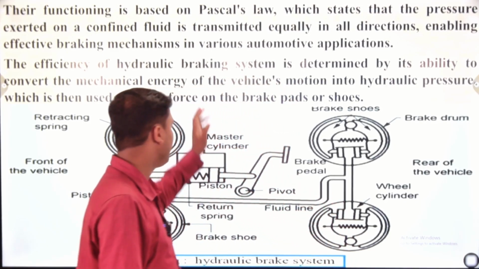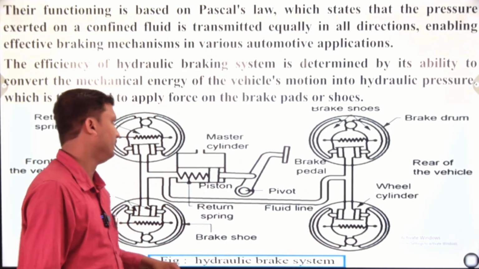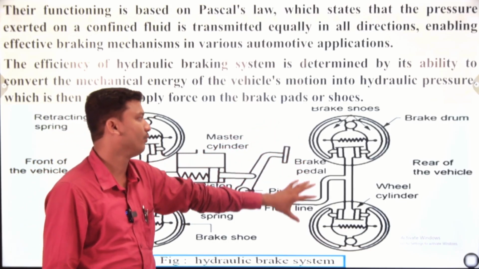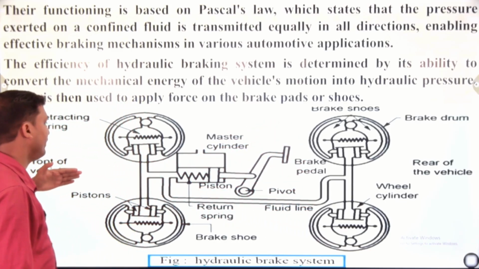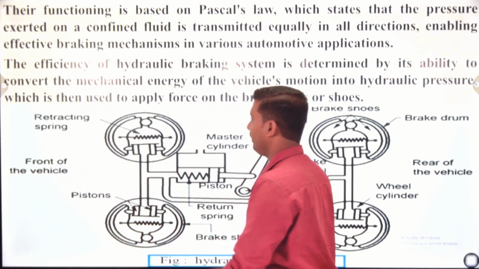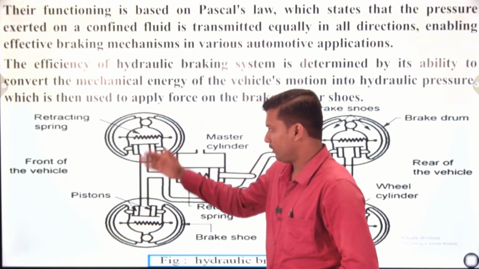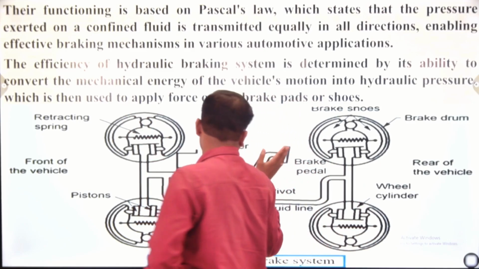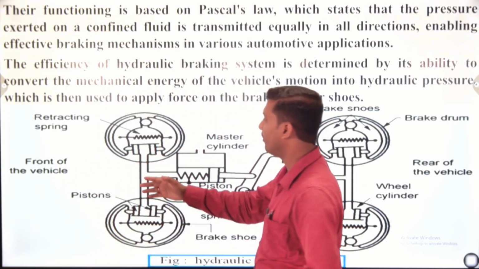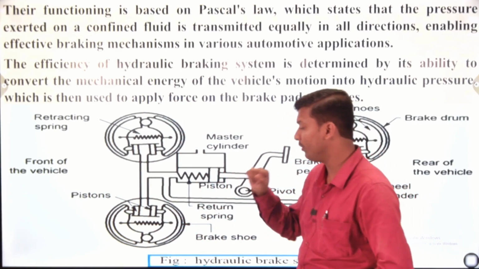Now I am going to discuss the symmetric diagram and how it is working. These are the four wheels, 1, 2, 3, 4. This is the front of the vehicle, the front part of the vehicle, and this one is the rear part of the vehicle. The rear part has two wheels, the front part has two wheels. Totally four wheels are there.